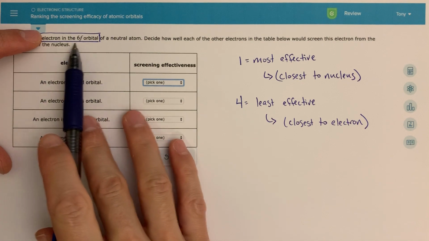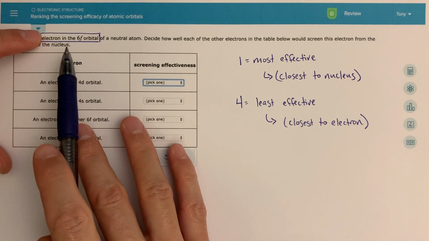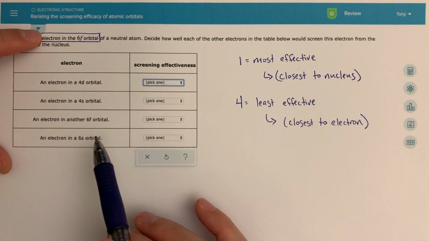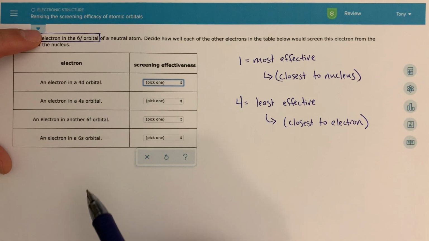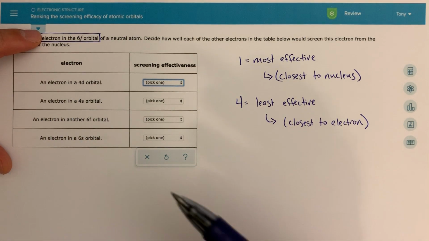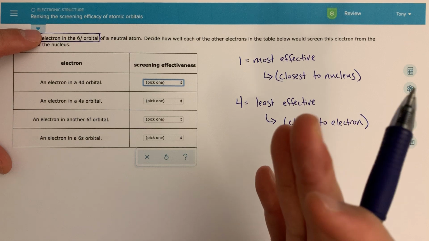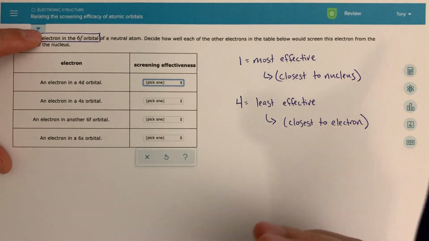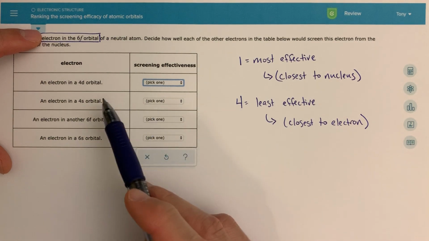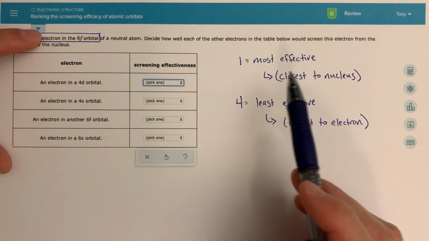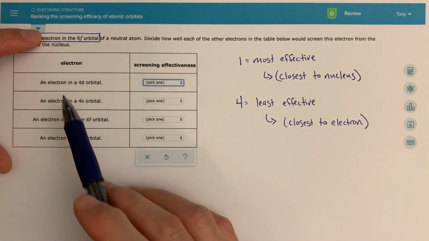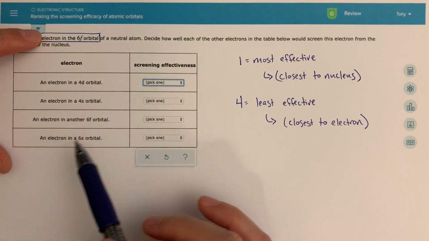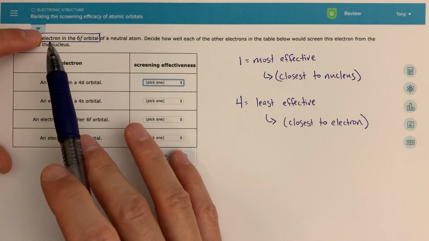In this one, it's an electron in the 6f orbital. How likely are the electrons in these orbitals to be in between the nucleus and this electron? That's essentially what screening is. It's shielding this electron in the 6f orbital from feeling the effects of the nucleus. The closer in to the nucleus, the more effective these electrons are going to be at screening or shielding this electron in the 6f orbital.